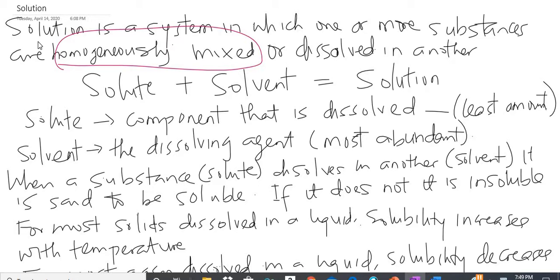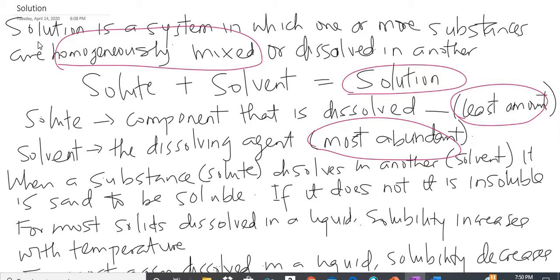For us to have a solution, there must be solute and solvent. So in other words, solute and solvent form a solution. Solute is a component that is dissolved and it is always present in the least amount. Solvent is a dissolving agent and is the most abundant component.